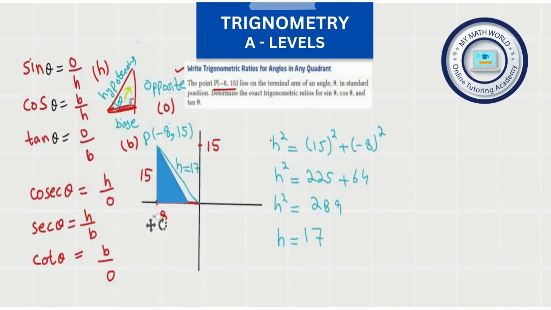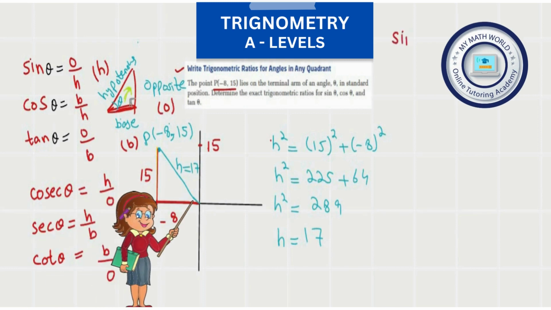We can bring this 8 a little bit over here, because that's the exact length. Now all the values are known. In this triangle we can apply the trigonometric ratios. So first start from sine theta, and theta in this case would be this angle.